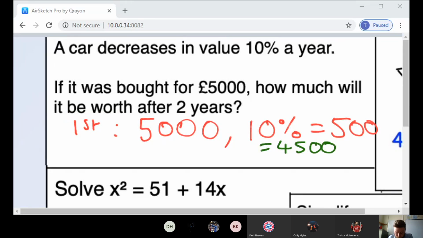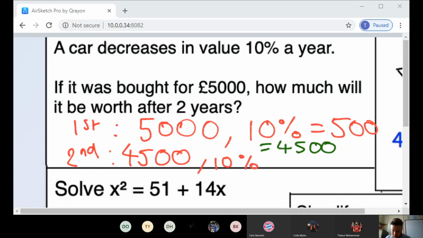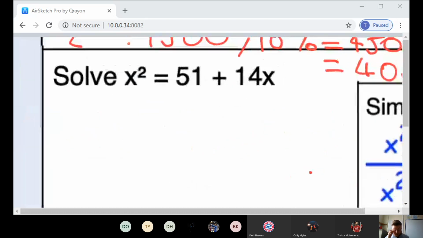For the second year, it starts off being worth 4,500, and we're going to reduce 10% of the new amount. So we're not taking off £500 a year. We have to work out the new 10%. So this time 10% is equal to 450. And so when we take that off, we're going to be left with £4,050.